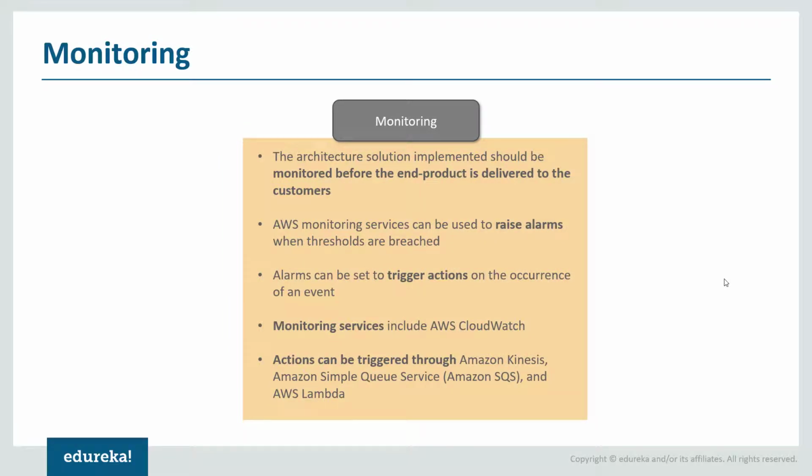Before the end product is delivered, it is very important that product monitoring has to be started. We can use the alarm features of AWS to see if something got breached, if a threshold got breached. You can put an alarm to trigger actions. You can do monitoring using AWS CloudWatch and can trigger services like Kinesis, SQS, or even a Lambda function.